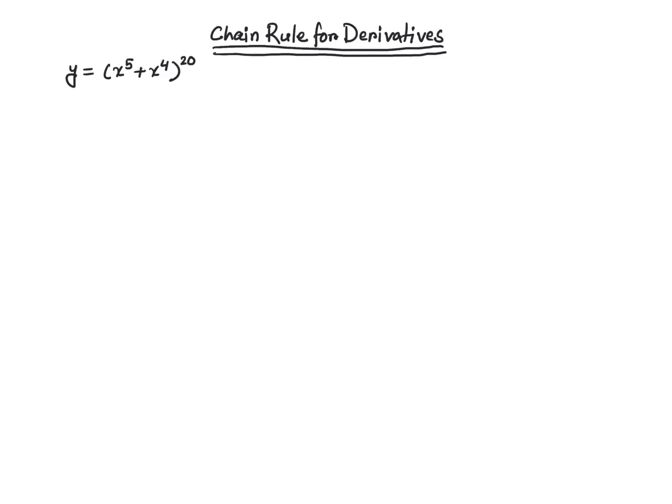In this video, I am going to use the chain rule to find the derivative of this function. The best way to find the derivative of this function, x to the power 5 plus x to the power 4, raised to the power 20, is to express it as a composition of two functions. So let's go ahead and define a function.